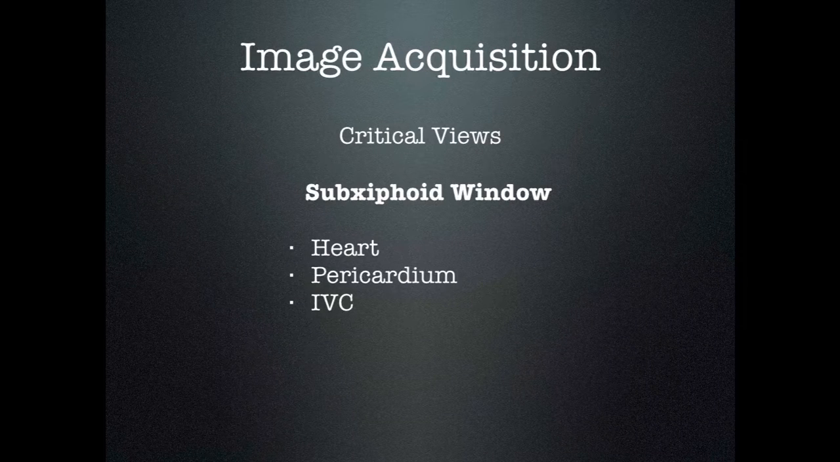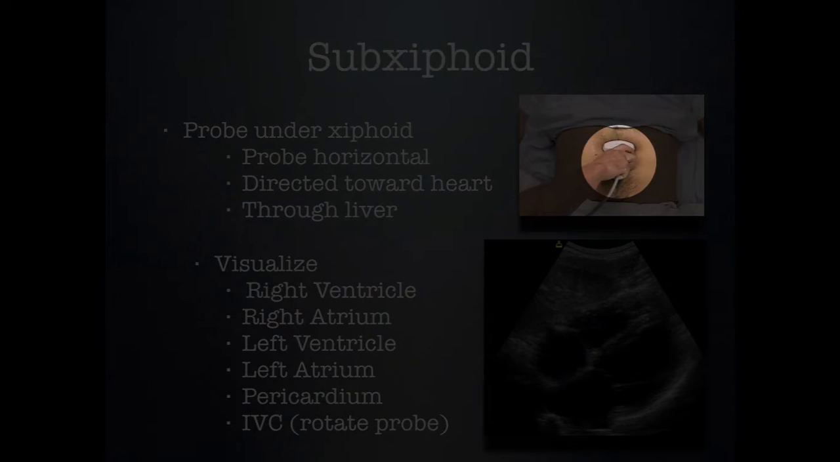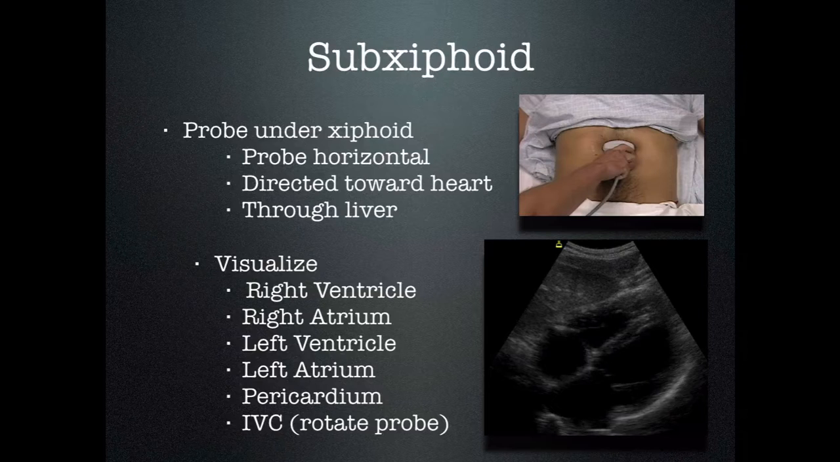The next view is the subxiphoid window. Here we're looking at the heart, particularly at the pericardium, and we're looking for a pericardial effusion. We're also going to look at the IVC. The IVC helps us with resuscitation. To image the subxiphoid view, we place the probe under the xiphoid. The probe is generally horizontal and directed up underneath the ribs towards the heart through the liver.